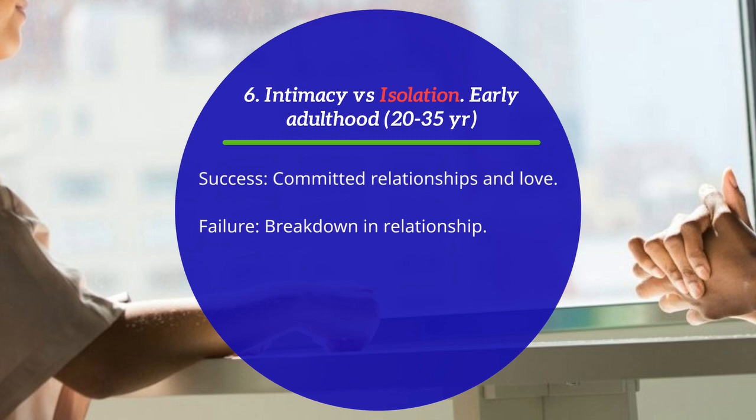As we move on, we get into intimacy versus isolation. Early adulthood, between 20 and 35 years old. Now it's about love, right? It's about love and committed relationships. Are you able to stay in a relationship, have trust in the relationship, and devote your time to the relationship, or not? Which is the breakdown of the relationship, leading to failure, right?